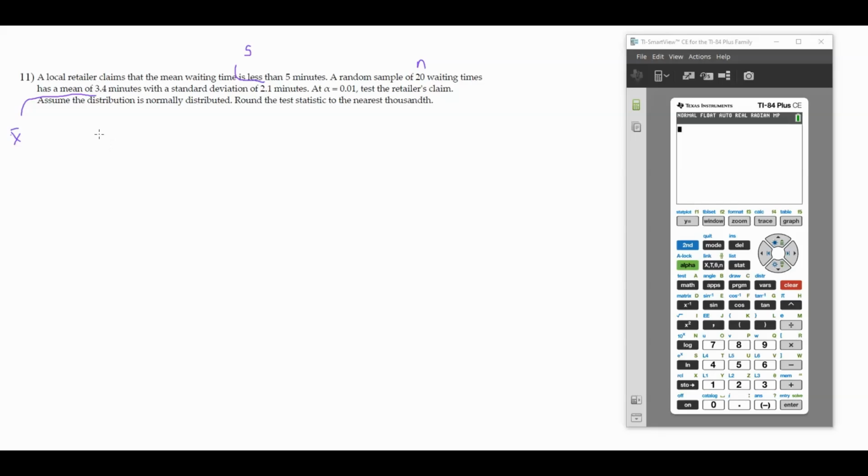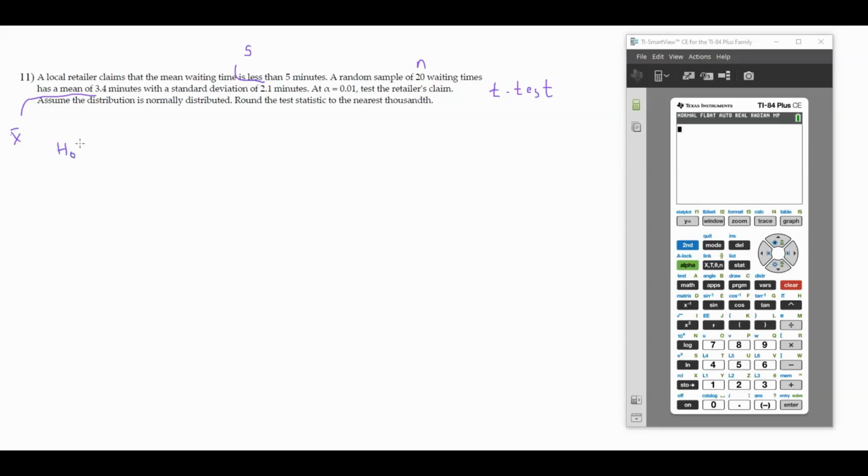What I want to do here is a t-test of a mean. I want to do a hypothesis test of a mean. I don't know the population standard deviation. I have the sample standard deviation. I'm going to use the t-test. So the first step, though, is to state my hypotheses.